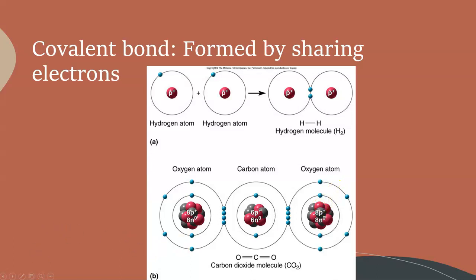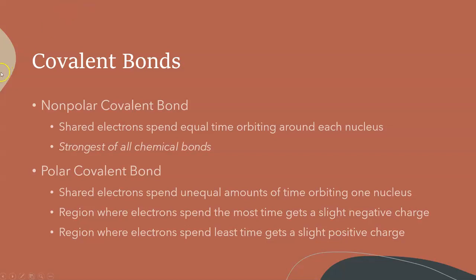Okay, so pretty interesting stuff, but let's talk a little bit more about covalent bonds. There are two different types. The first is a non-polar covalent bond, where you get shared electrons that spend equal time orbiting around each nucleus. So equal time on this side, equal time on that side. And these are the strongest of all chemical bonds because they are very happy to continue sharing those electrons equally. So these are very strong bonds, non-polar covalent.